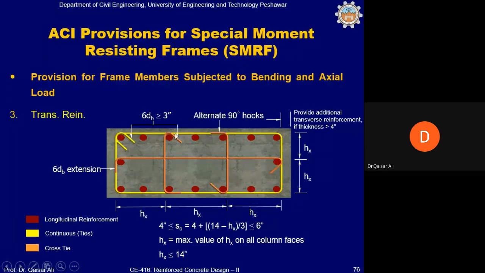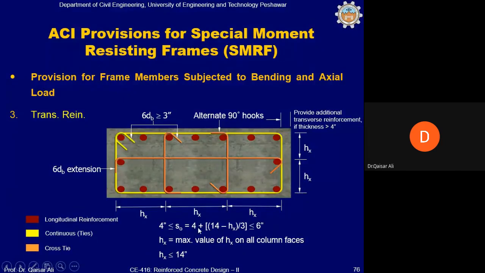So when this is done, the distance between the alternate engaged bars is called hx. S0 is the vertical spacing between the ties, and hx is the horizontal spacing between the alternate cross ties. The S0, the vertical spacing between the ties, shall be more than 4 inch and shall be equal to this equation, but not to be more than 6 inches.